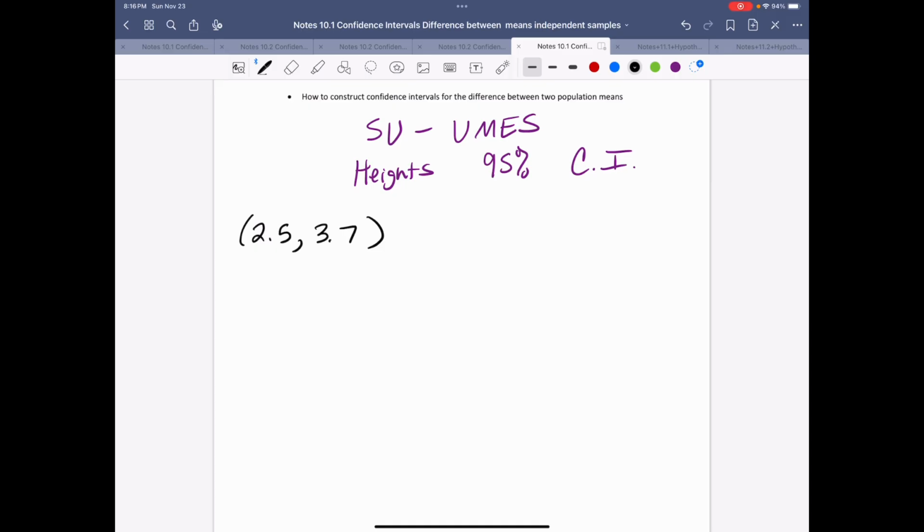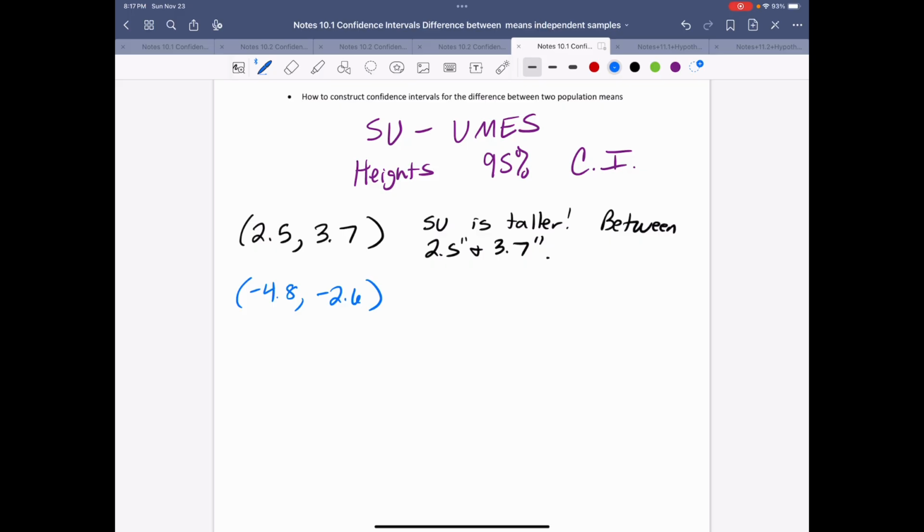Now, I did SU minus UMES. I got a positive interval. This means that SU is taller between 2.5 and 3.7 inches. That's what that means. Now, say I did not get that. Say I got this. Now look what I got. I got both numbers are negative, and I did SU minus UMES. So to get the negative, UMES has to be bigger. Okay, UMES has to be taller.